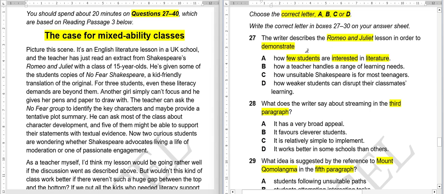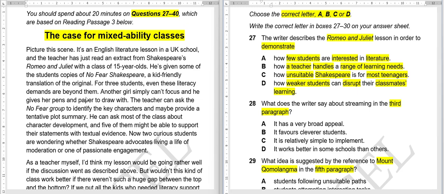So from Romeo and Juliet, the writer wants to show how a teacher handles a range of learning needs. Like some students might learn at a quicker pace, some students need more time to understand and adapt, something like that. And how a teacher handles everything. How unsuitable Shakespeare is for most teenagers. And D, how weaker students can disrupt their classmates' learning, or the writer wants to demonstrate that weaker students can disrupt other students' learning process. If that's the case, D will be our answer.